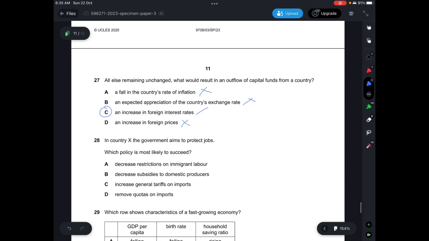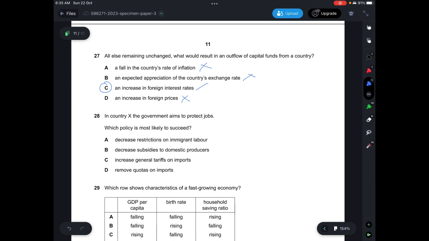Answer is C. 28, in country X, the government aims to protect jobs, and which policy is most likely to succeed? A says decrease restrictions on immigrant labour. Incorrect, because that will allow more foreign labour to come in. And B says decrease subsidies to domestic producers. This will result in people being unemployed. C says increase general tariffs on imports. Correct, because then people buy domestic goods. And D says remove quota on imports, but this will result in imports being purchased, and then it will result in domestic goods not being purchased, resulting in unemployment. So this is not the answer, so answer is C.